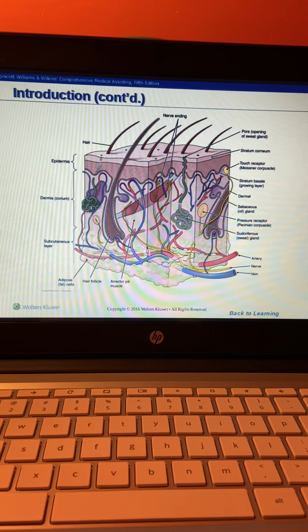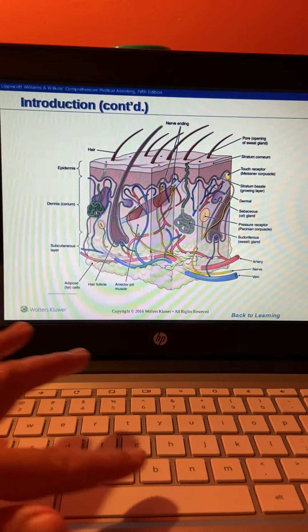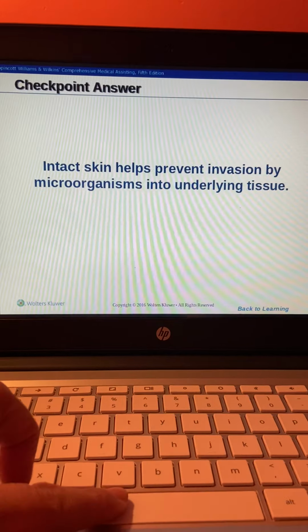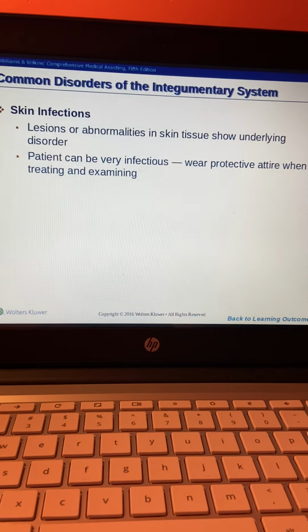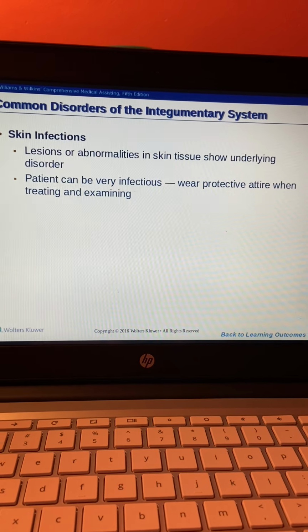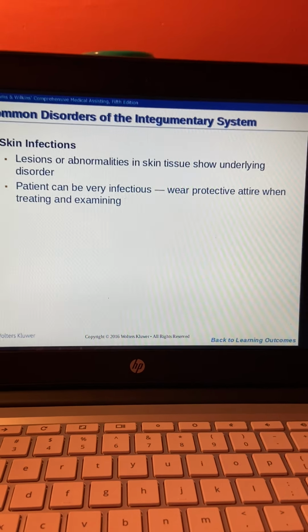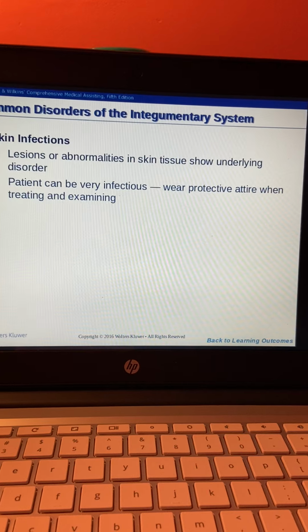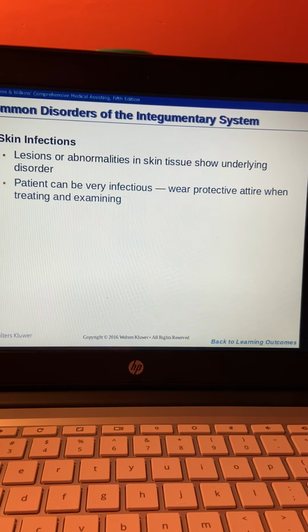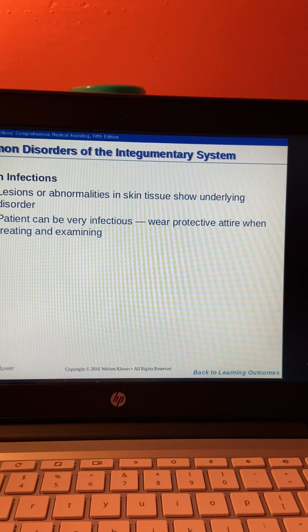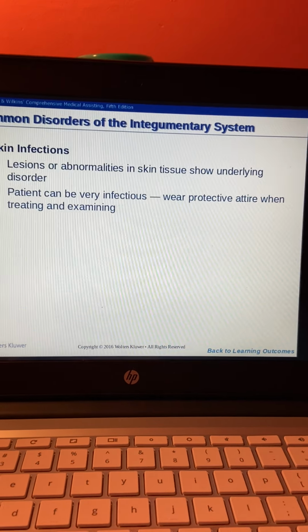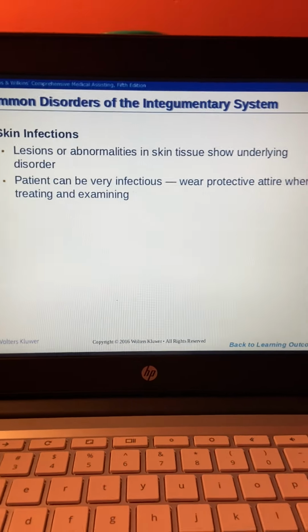Picture of our layers of skin. So, some common disorders of the integumentary system. The first one they talk about is skin infection. Lesions or abnormalities in skin tissue show underlying disorders. Patients can be very infectious, so you should make sure that you are wearing your protective attire when treating and examining your patients.